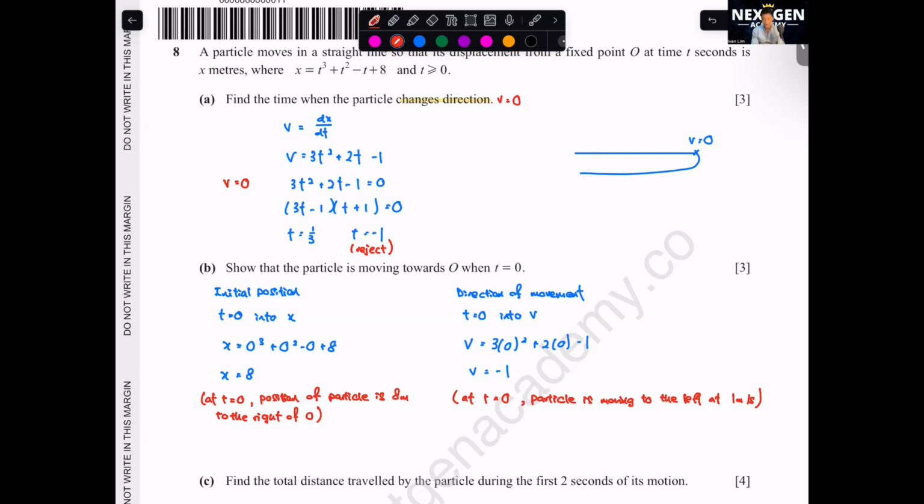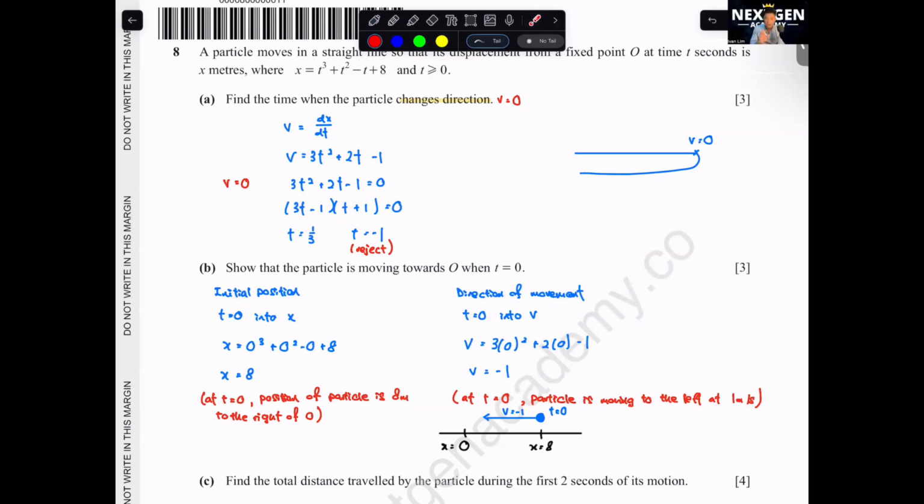Okay, everyone understand the scenario here? This is the theory part that they are testing you on. If you want to understand it in terms of drawing, how does it look? Like this. This is your point of origin, x equals 0. At the starting time, t equals 0, your particle is already starting over here, at x equals 8. The particle is moving to the left, towards O. Can you see? Got it?